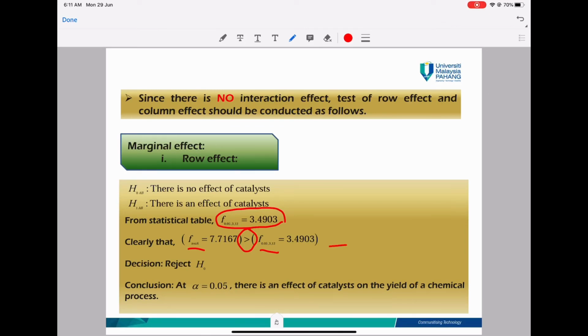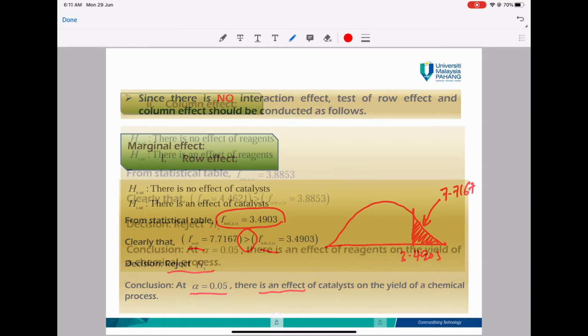You can see clearly that this is your F alpha, 3.4903, and then this will be your rejection region. Your F test falls into the rejection region because it is larger than your F alpha. So that means your decision is reject null. So our conclusion is at alpha 0.05, there is an effect of catalyst on the yield of chemical process.